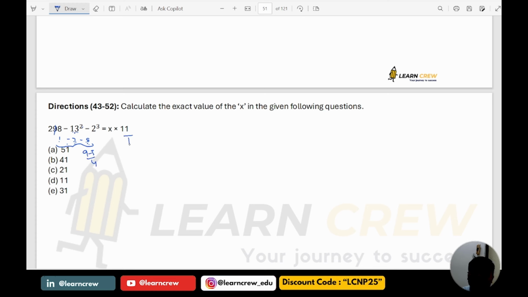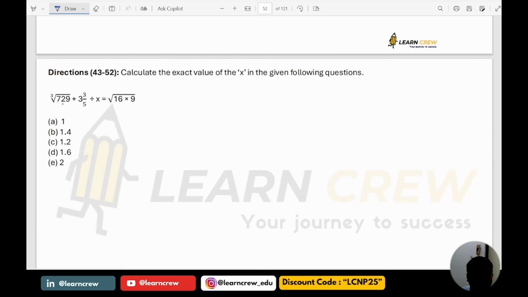11 means 2. 2 into how much has to be 4? 2. Which option has the digital sum 2? Only 11. So the answer is 11. If you cannot do it that way, then 298 minus 13 square is 169, minus 2 cube is 8, divided by 11 would be x. So 298 minus 169 minus 8 is 121. So 121 by 11 is x, which is 11. Okay. Next.